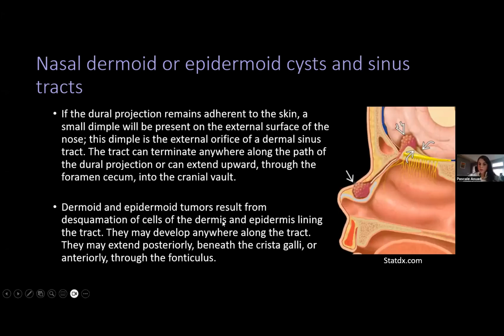Dermoid and epidermoid tumors result from the desquamation of cells of the dermis and epidermis lining of the tract, and they may develop anywhere along the tract. They may extend posteriorly beneath the crista galli or anteriorly into the fonticulus nasalis.